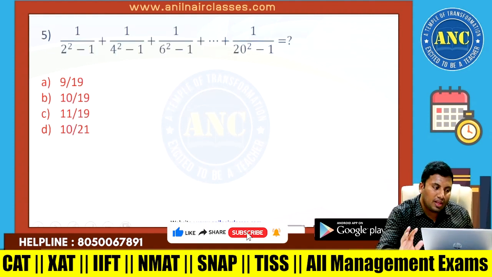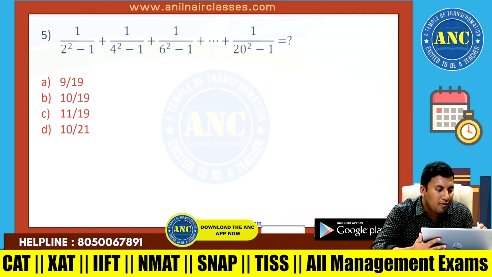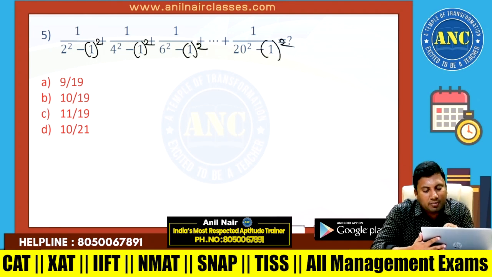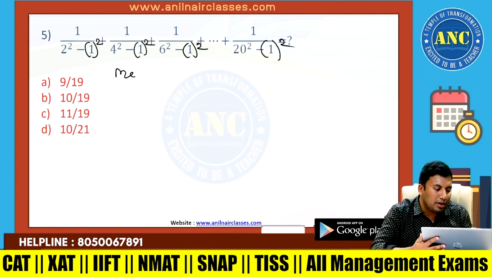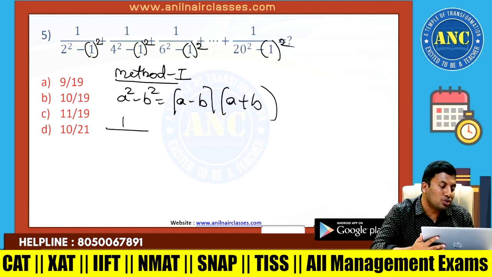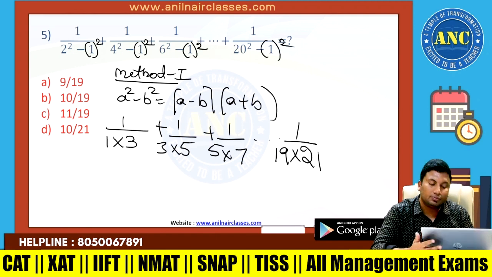Fifth one. See here, 1 by 2 square minus 1, 4 square minus 1. Those of you preparing for the CAT exam, this is an original CAT question. 1 can be written as 1 square. Method 1, a square minus b square logic. A square minus b square is a minus b into a plus b. So using this logic, 1 by 2 minus 1, 2 plus 1, 4 minus 1, 4 plus 1, 6 minus 1, 6 plus 1, 20 minus 1, 20 plus 1.